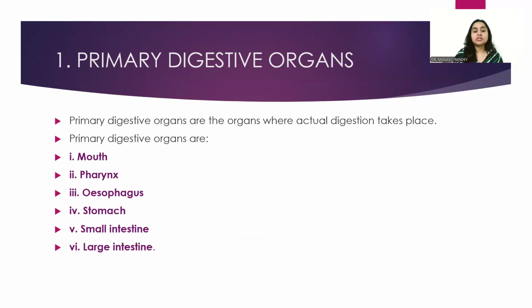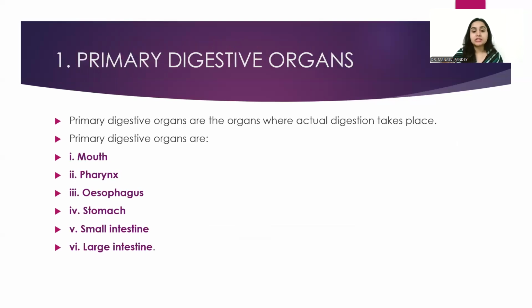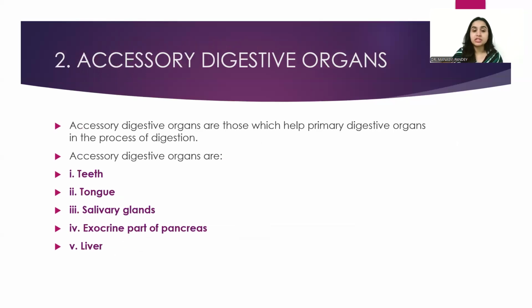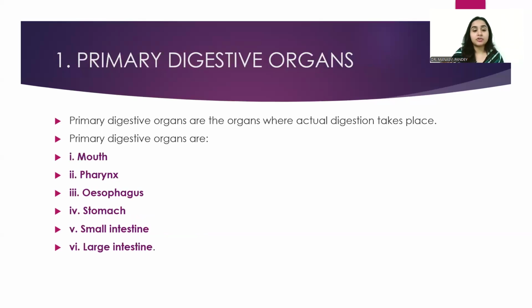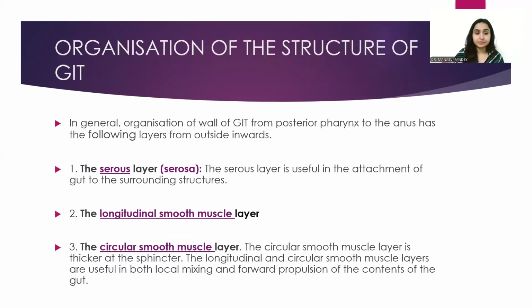Now the digestive organs are of two types: primary digestive organs and accessory digestive organs. Primary digestive organs are the organs where the actual digestion takes place, and the accessory digestive organs are those which help the primary digestive organs in the process of digestion. The primary digestive organs are the mouth, pharynx, esophagus, stomach, small intestine, and large intestine. And the accessory digestive organs are teeth, tongue, salivary glands, the exocrine part of the pancreas, and our liver.